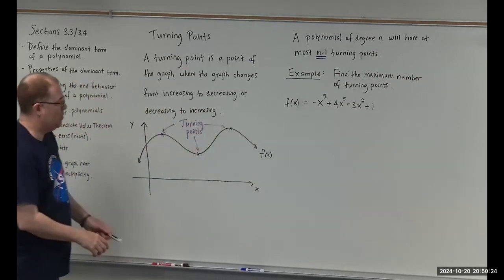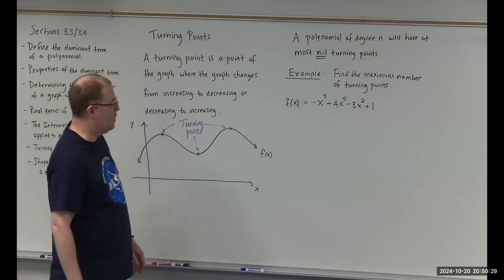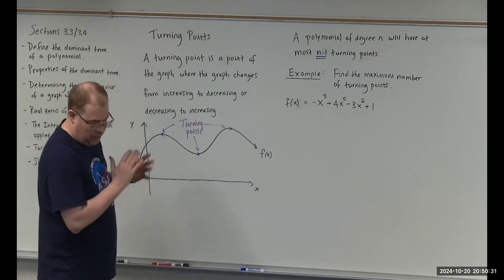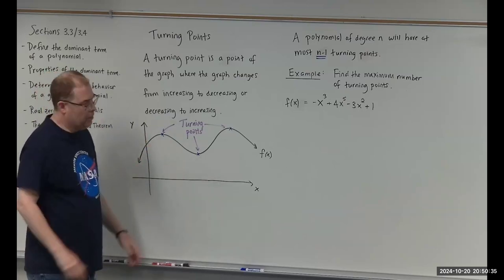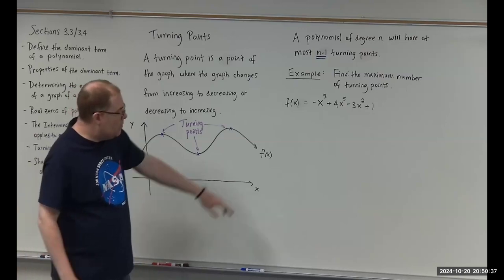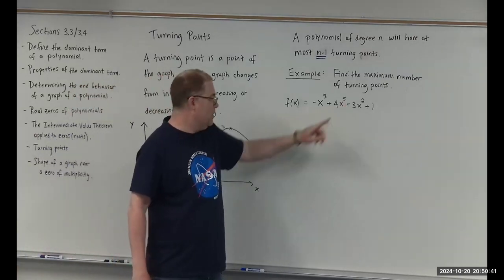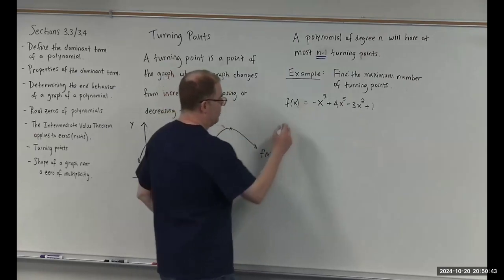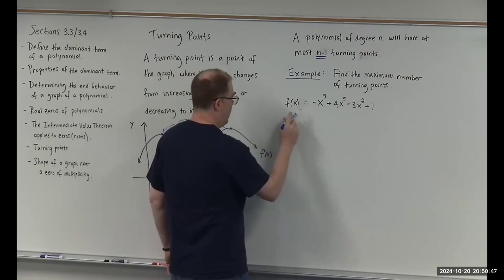Okay, so we have the polynomial minus x cubed plus 4x to the fifth minus 3x squared plus 1. All right, so if you think about it, what is the degree of this polynomial? Well, it's not 3, right? Because remember, it's the highest exponent, which is here. So let's go ahead and put it in descending order here.